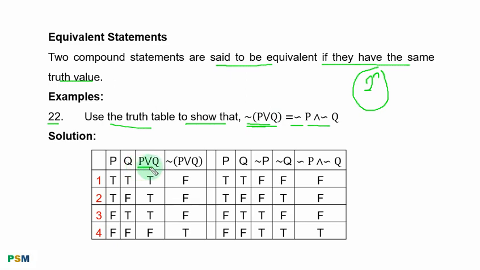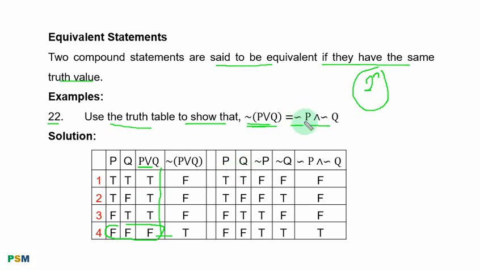Remember, here the outcome is false when both are false. Otherwise, it is true at every other point. If you negate this column, true becomes false, T becomes F, T becomes F, and F becomes T. You have the same statements.